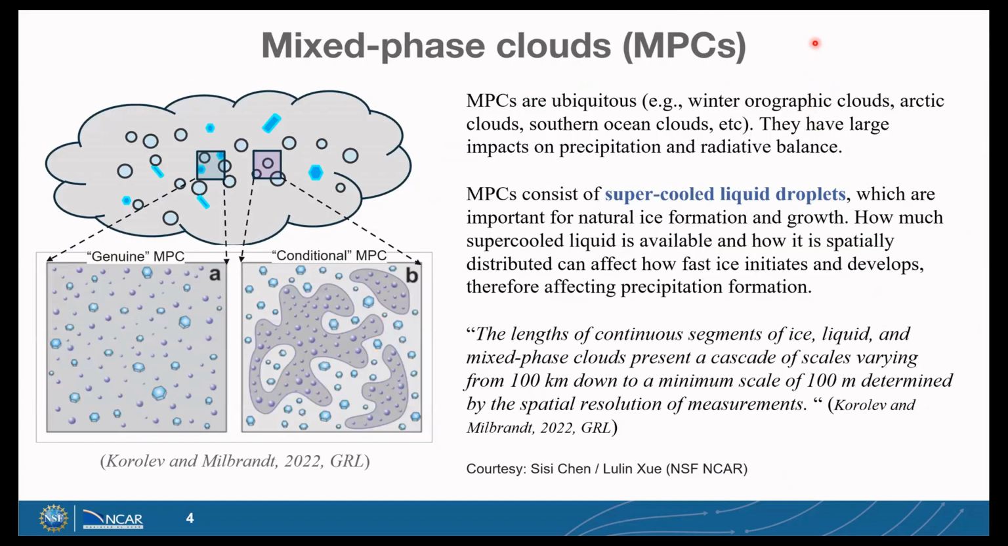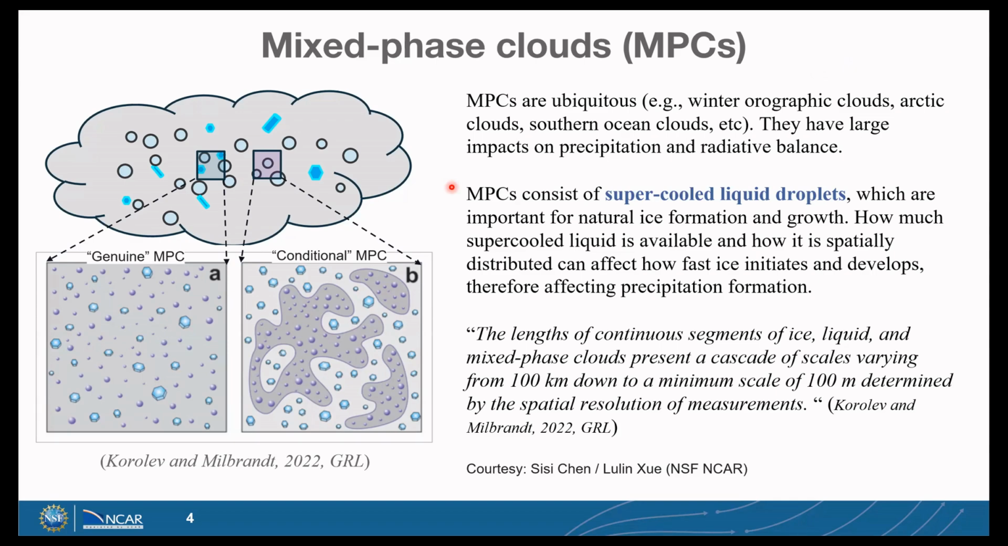So one thing I want to mention about mixed phase clouds, because polar outbreak clouds are inherently mixed phase. In general, mixed phase clouds are quite ubiquitous. Of course, Arctic clouds is one of the most common areas where you can find them. And they're really important for our understanding of precipitation and the radiation balance. So this is just a very high level depiction of mixed phase clouds. And at its core, mixed phase clouds consist of supercooled liquid droplets, right?